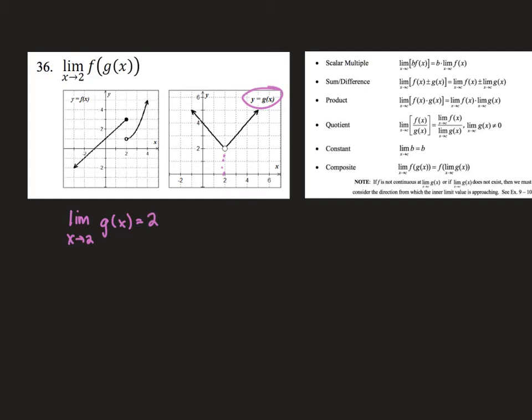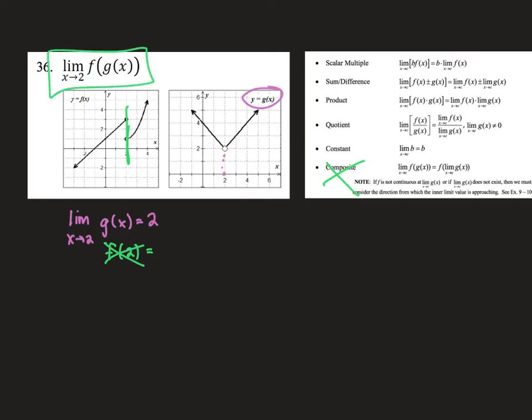My next move is to do f of this 2 right here. But what I see on the graph of f is that at the value of 2 right here, I do not have a continuous function, and that was the requirement to use this rule, which means I cannot use the composite rule. I've got to find some other way to evaluate this limit.